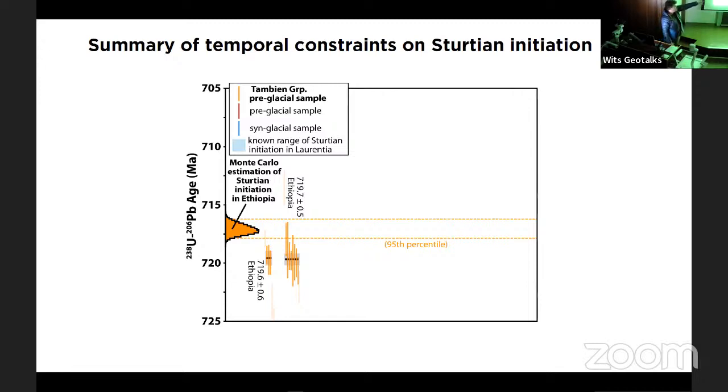And we've shown the 95th percentile with those two stippled orange lines, right? And just below that, just to clarify, we've got age on the y-axis, and the x-axis here doesn't really mean anything. But we've got individual zircon ages in those little orange lines. And then we've got the weighted mean of those ages with a short black line. And then the gray is the uncertainty on the weighted mean, right?